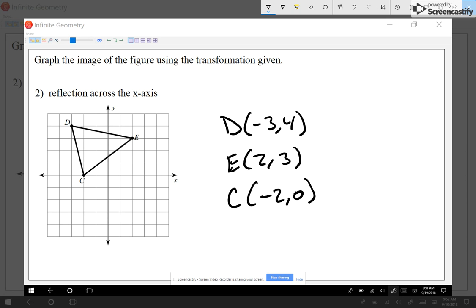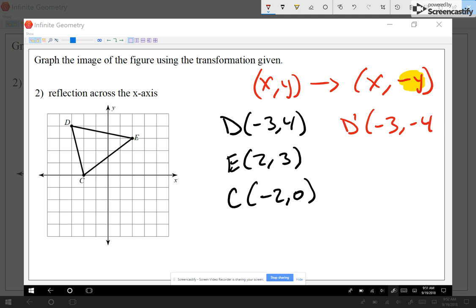So this is why in the homework, I ask you guys to deal with coordinates, because I know you guys have to deal with them. According to the rule on the board, reflection across the x-axis, it says that x, y becomes x, negative y. The negative y doesn't mean make it a negative. It doesn't say make the y value a negative. It just says change the sign. So my D prime is going to become negative 3, negative 4.